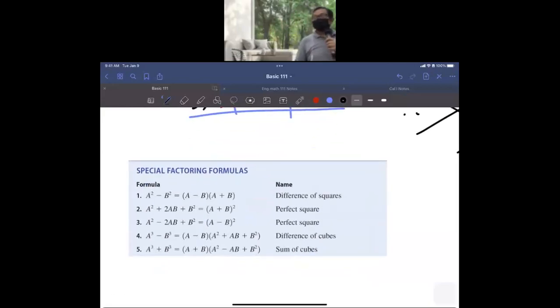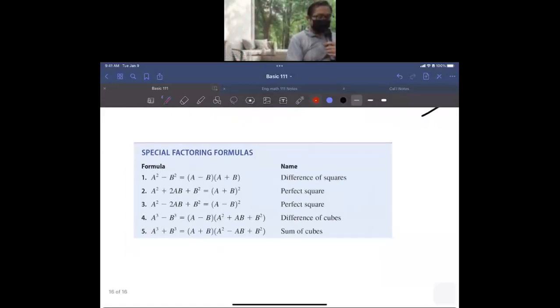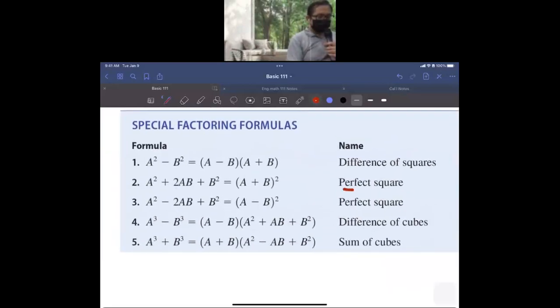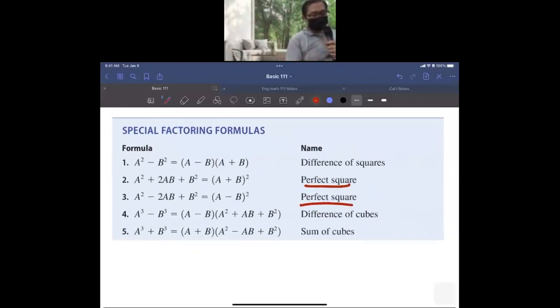Okay. So next are some factoring formulas. What I want to emphasize here is the perfect square. This one, the perfect square. So the perfect square, or later we also know this as the complete square. We can also say this is a complete square.